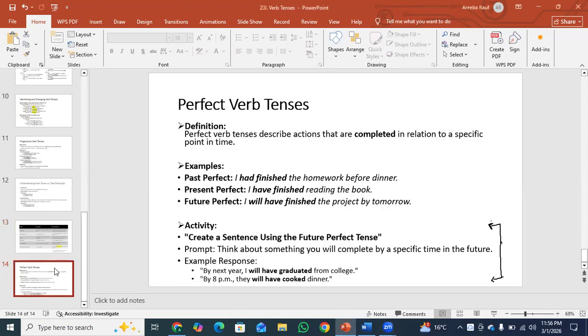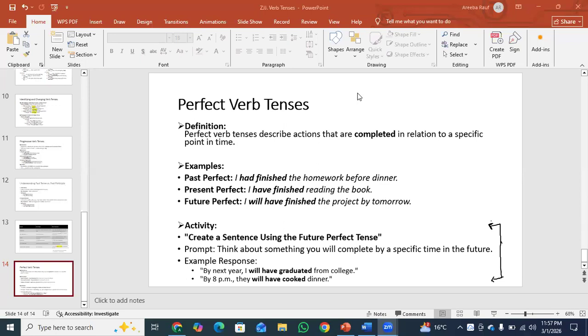Okay, perfect verb tenses. Perfect verb tenses describe actions that are completed in relation to a specific point in time. Okay, it simply shows that the work or action is completed. Okay, we use had in past perfect, have in present perfect, and will have in future perfect. Like, I had finished the homework before dinner. I have finished reading the book. I will have finished the project by tomorrow.